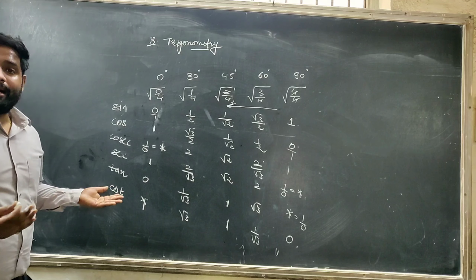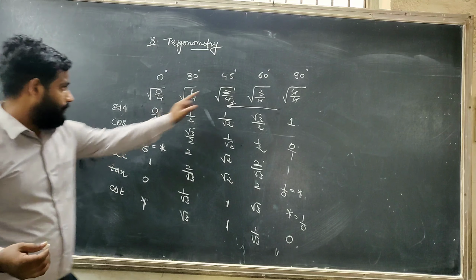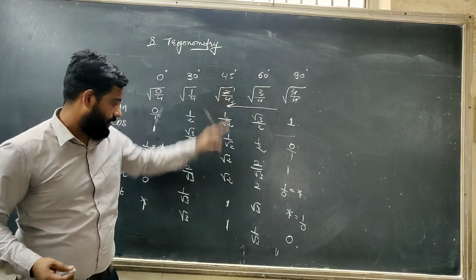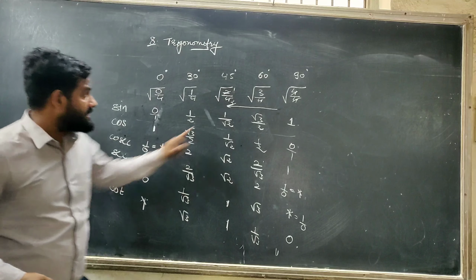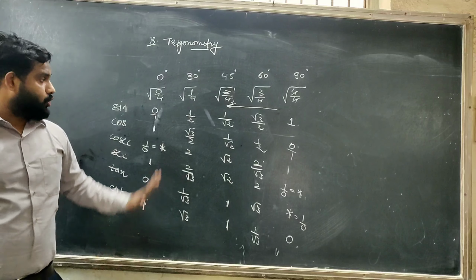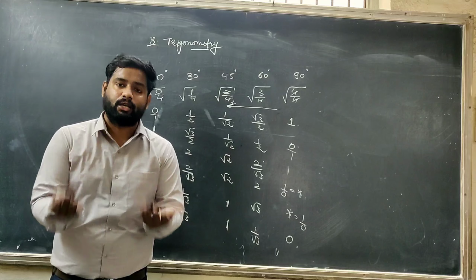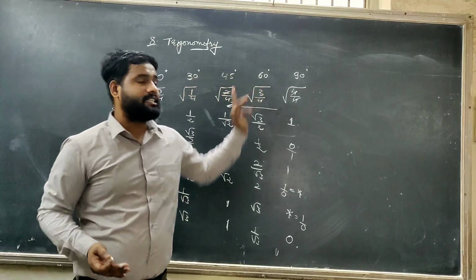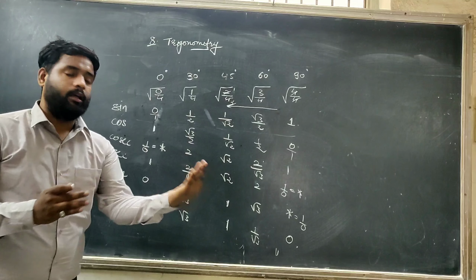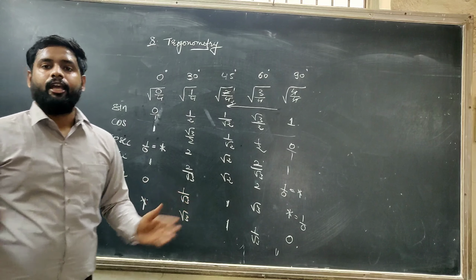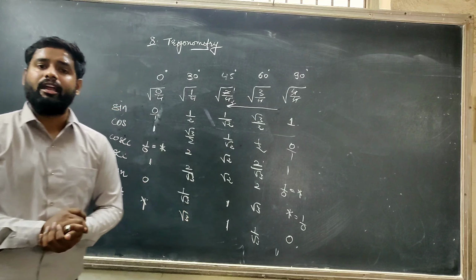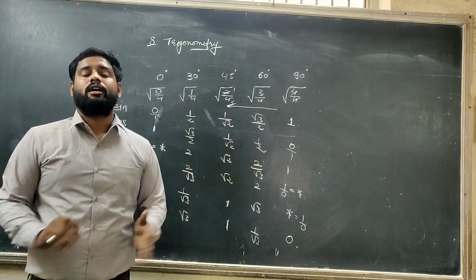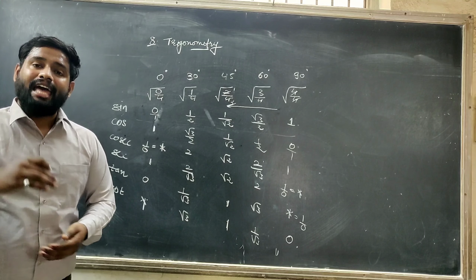So at any moment if I ask what is the value of sec 45, sec 45 gives you root 2. If I ask tan 45, tan 45 gives you 1. Tan 60 is root 3. So at any moment if I ask you the value of any trigonometric function at 0, 30, 45, 60 and 90 degrees, you must have the table with you and immediately you will get the answer for each trigonometric function. Is it clear? Okay. So taking this into consideration, we have to solve exercise number 8.2.